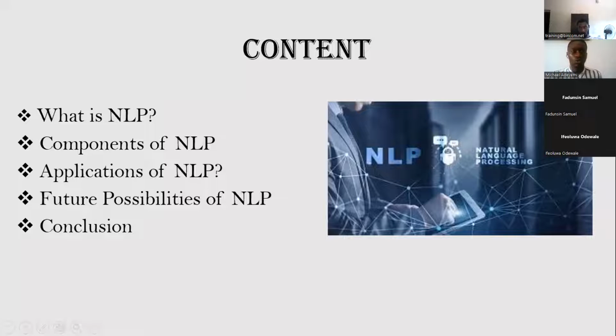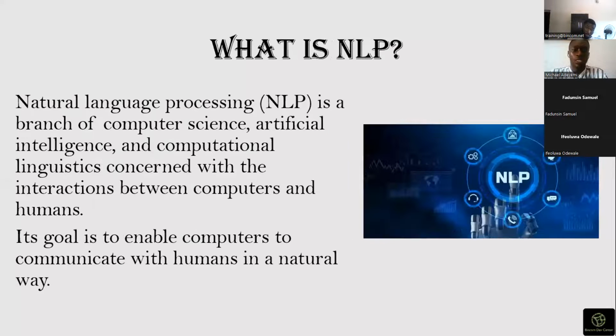So we'll be looking at what natural language processing is, the components of natural language processing, applications of NLP, future possibilities of NLP, and we are going to conclude. So what is natural language processing? Natural language processing, also known as NLP, is a branch of computer science, artificial intelligence, and computational linguistics concerned with the interaction between computers and humans. Its goal is to enable computers to communicate with humans in a natural way.